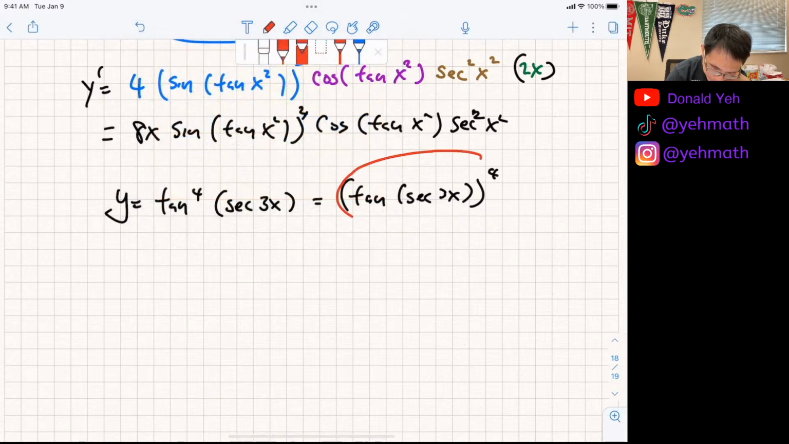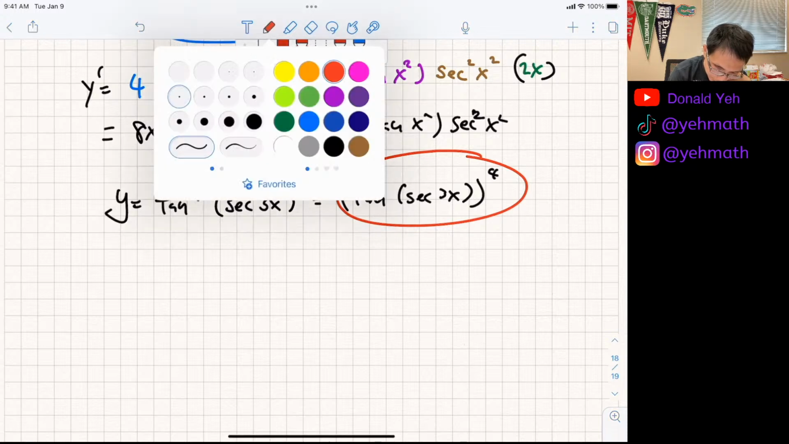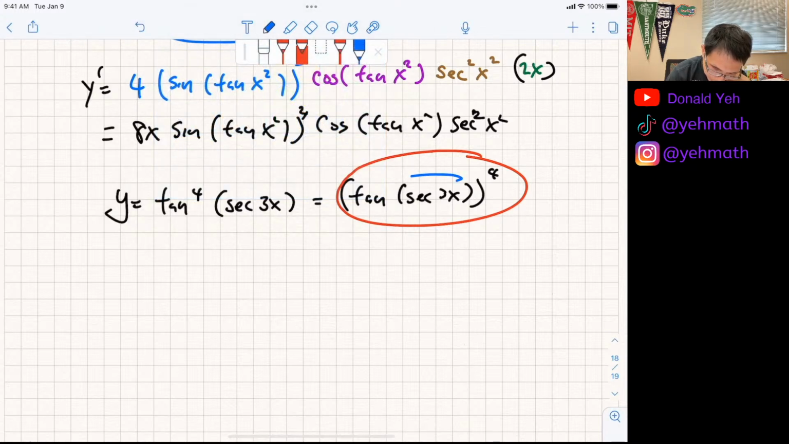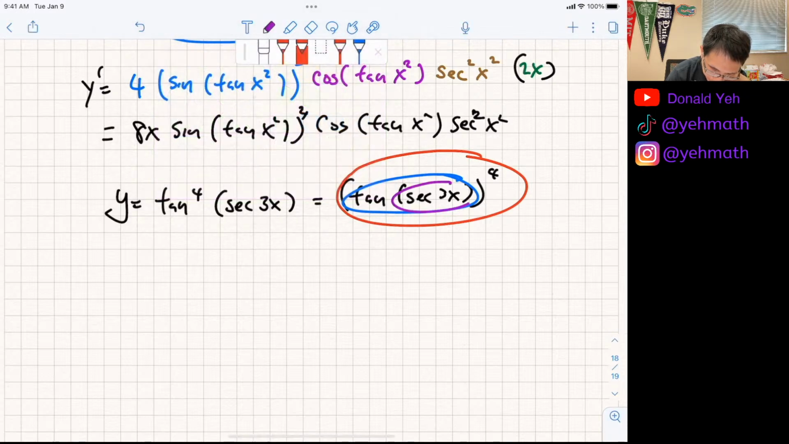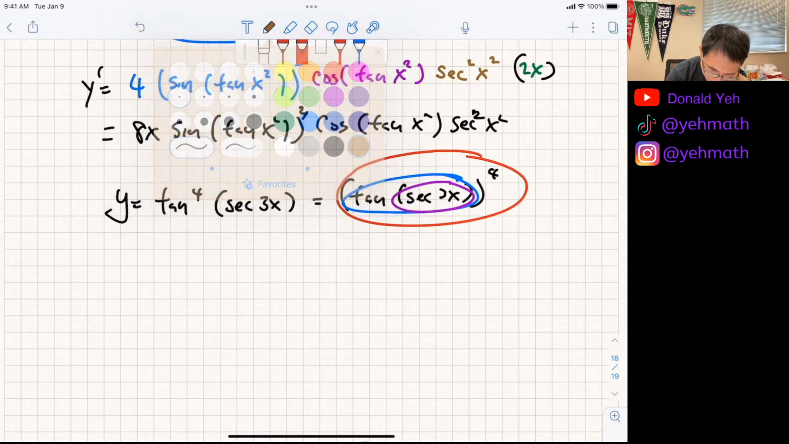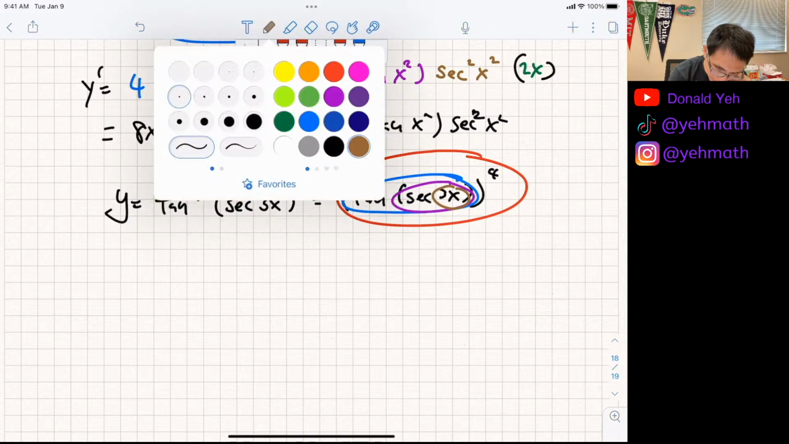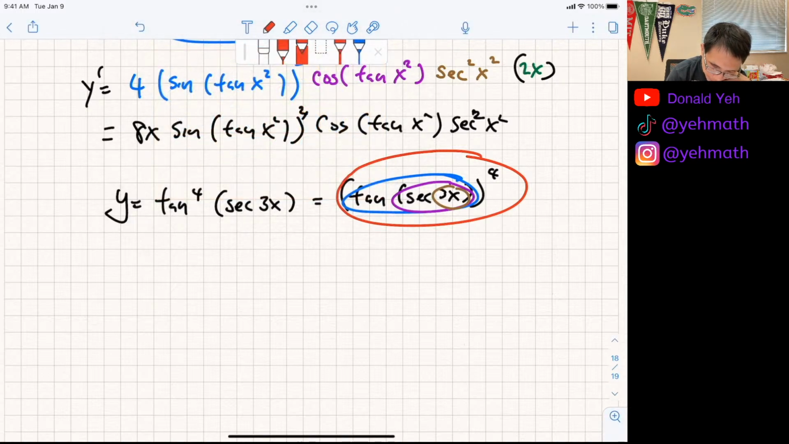And I'm gonna write out the layers. The first layer is gonna be red. The second layer is gonna be the blue. The third layer is gonna be the purple. The fourth layer is gonna be the brown. So let's start with the first layer.